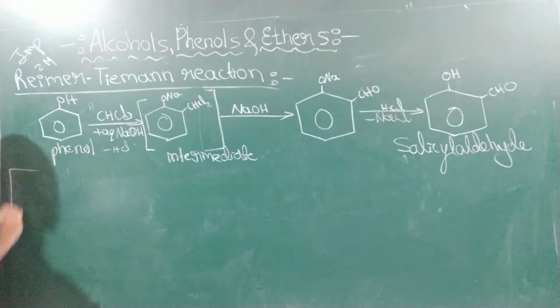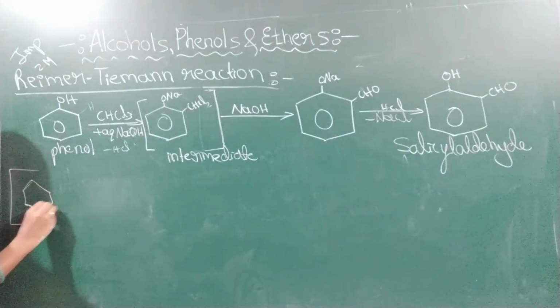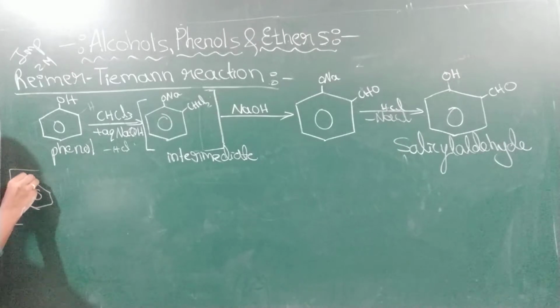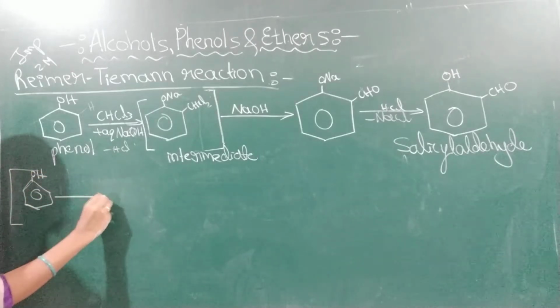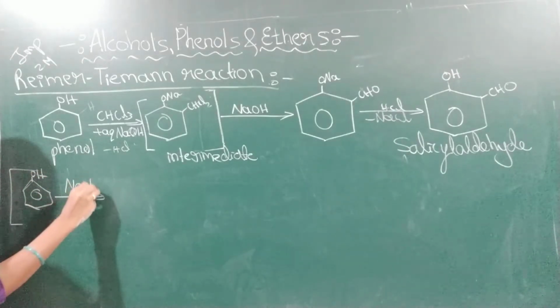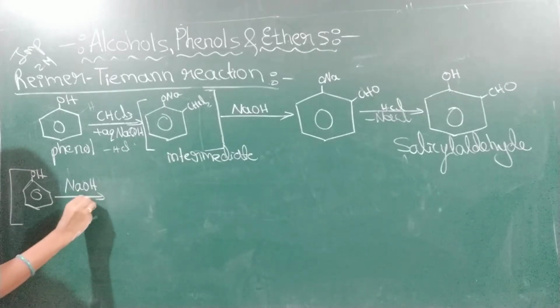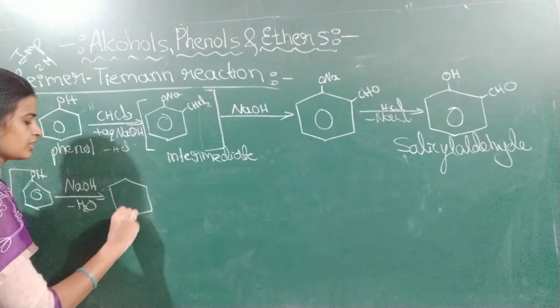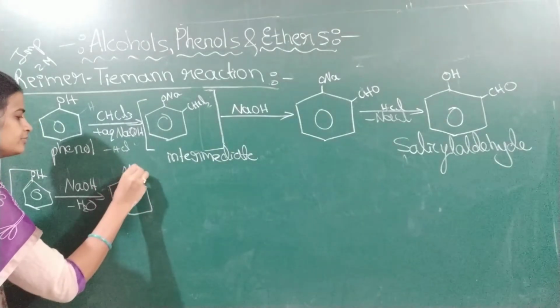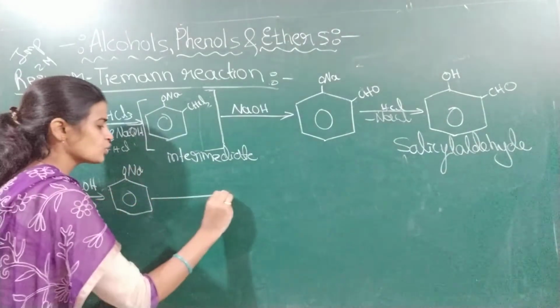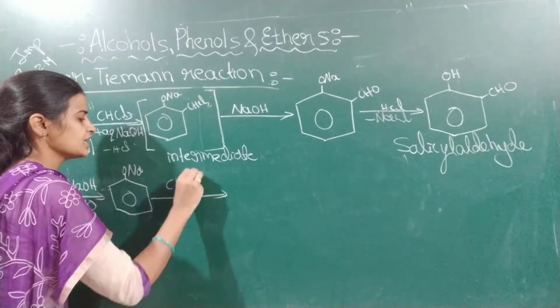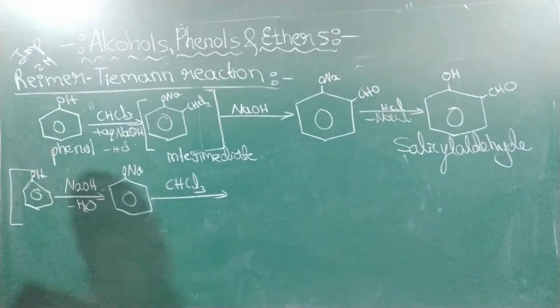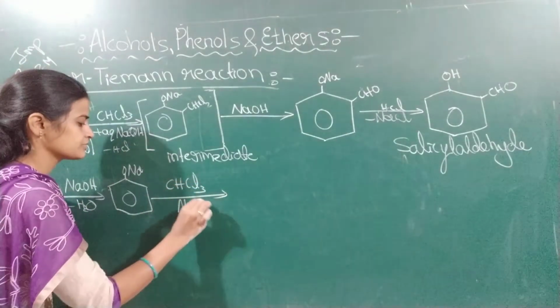Okay, see, I'll write it in bracket. Okay, hope you all can see. Yes, when the phenol is treated with the NaOH, what will get eliminated? H2O will get eliminated to form what? Sodium phenate. When the sodium phenate is treated with the CHCl3, okay, as well as NaOH.